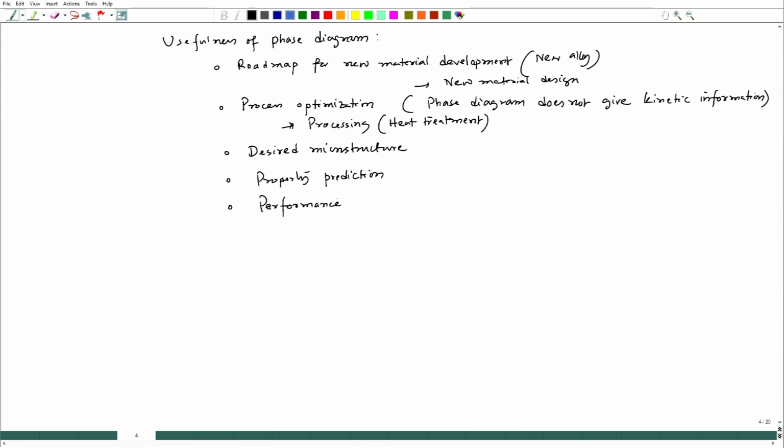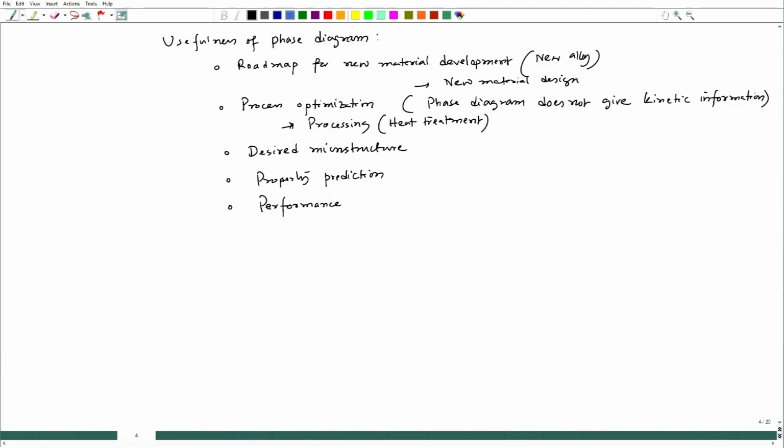Since finally, whenever we are making an alloy for certain applications, its performance needs to be looked at. It should be durable, it should provide a good level of workability, it should give a good level of protection, and a good level of stress bearing property. All those performance aspects we can look at. So, you could see that the phase diagram has huge importance in materials development, designing, process optimization, desired microstructure development, property prediction and performance.